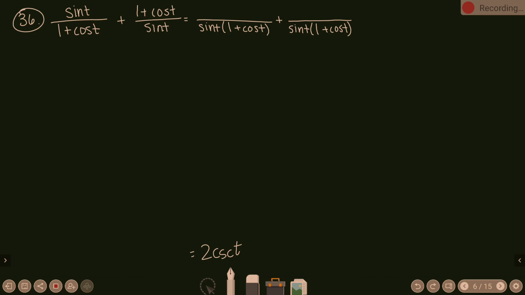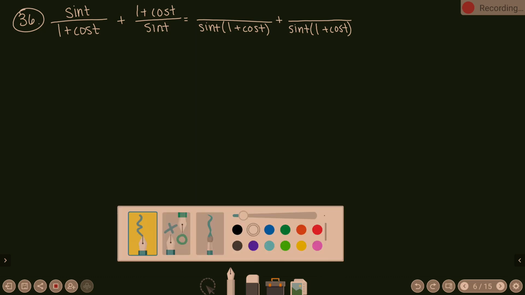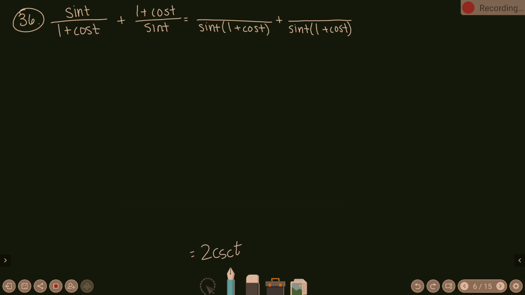First fraction, what's missing? Okay, it has 1 plus cosine. We're missing sine, so we're going to multiply top and bottom by sine. What is sine t times sine t? Man, I do feel like I'm reliving the same problem. Okay, second denominator, what are we missing? 1 plus cosine t. But here's where it's going to change up. So what am I multiplying my numerator by?